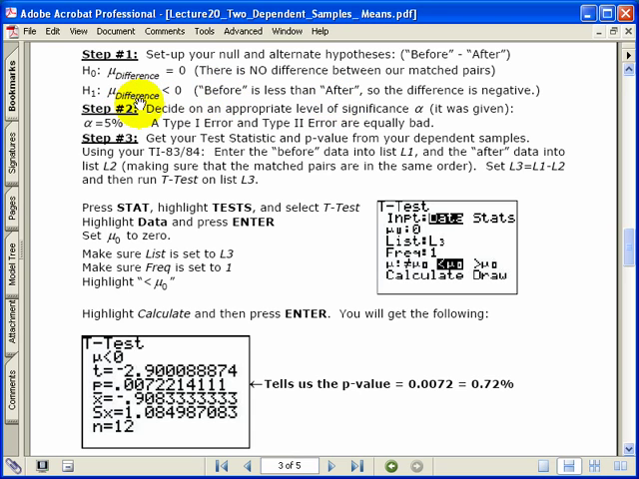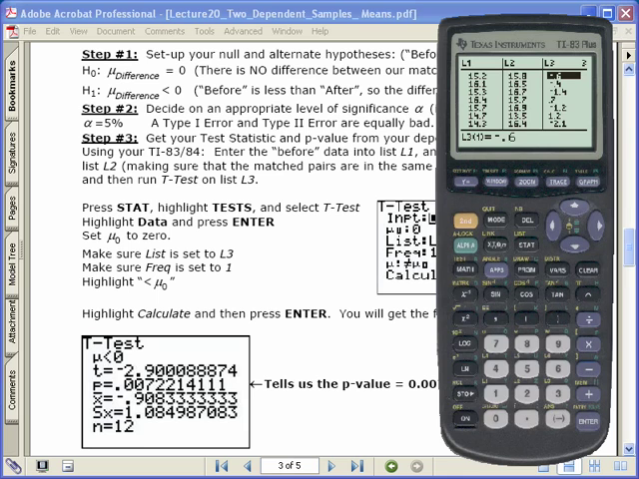So that's why we have the differences being less than 0. Now we're going to use a significance level of 5%. And let's get out our calculator, and we're going to run a t-test on the differences. So let's get out the calculator.